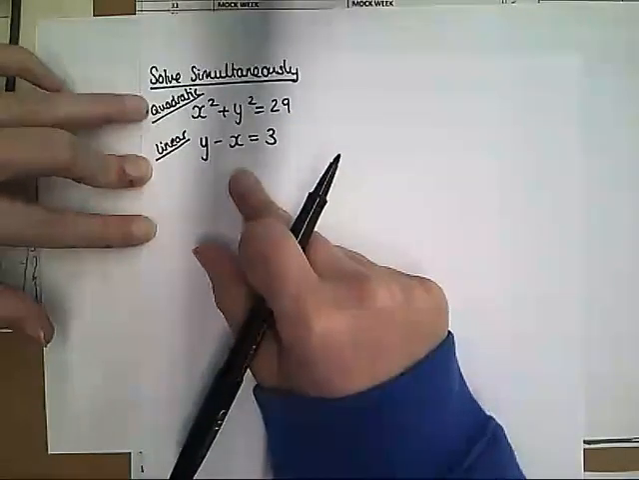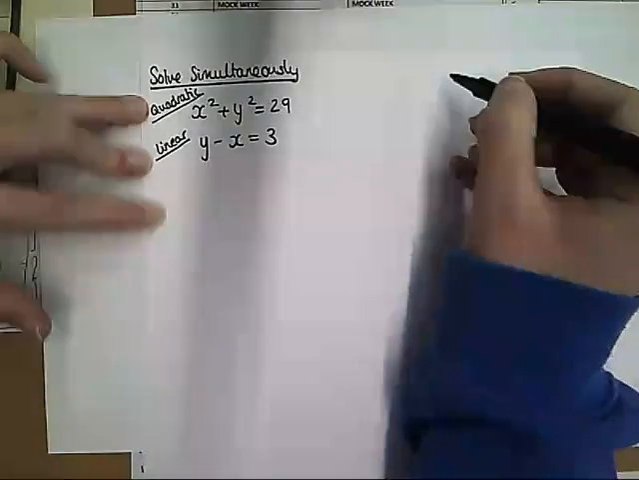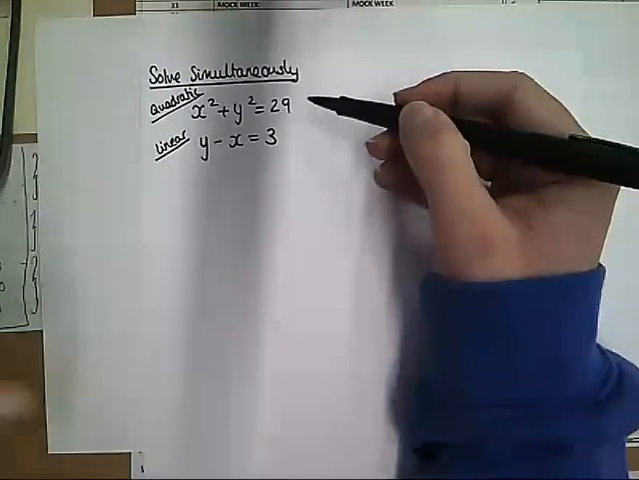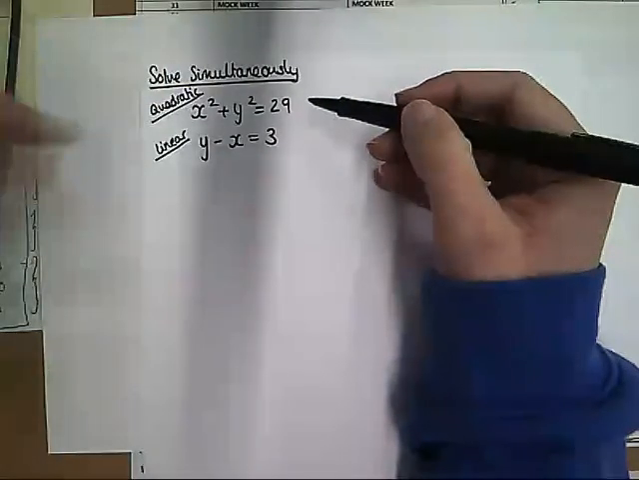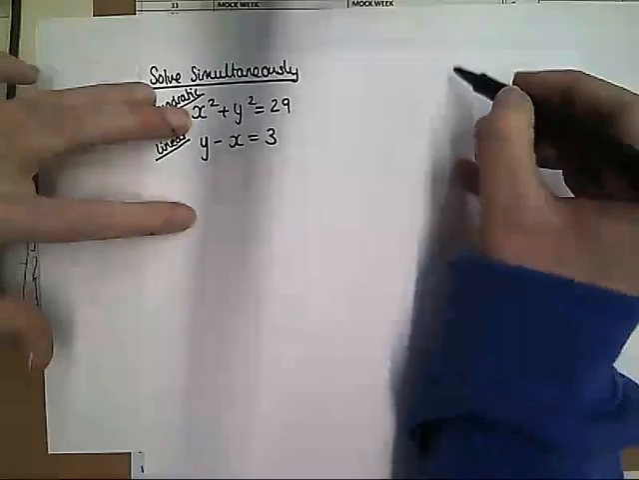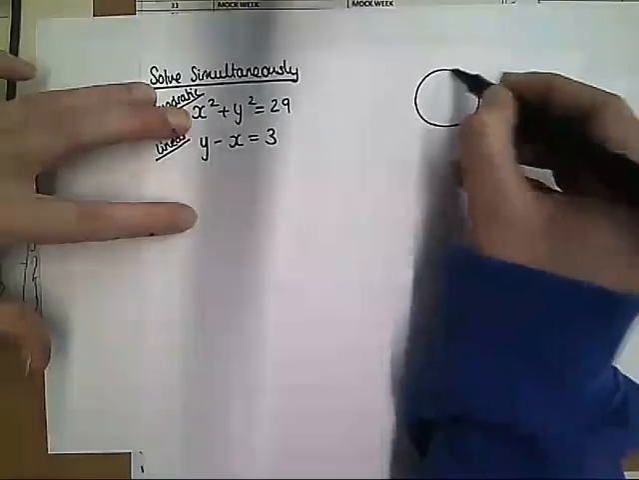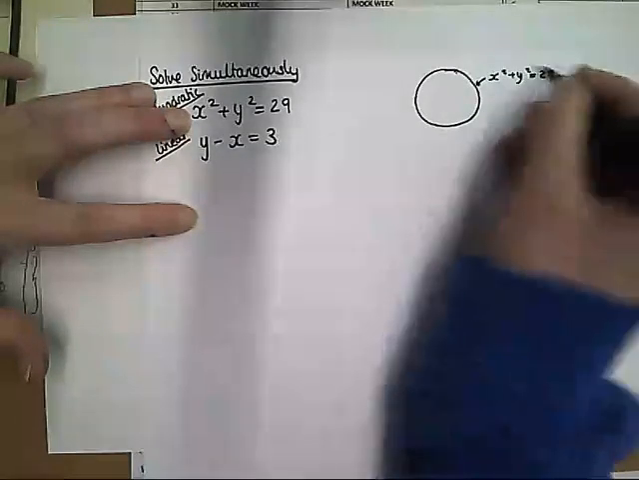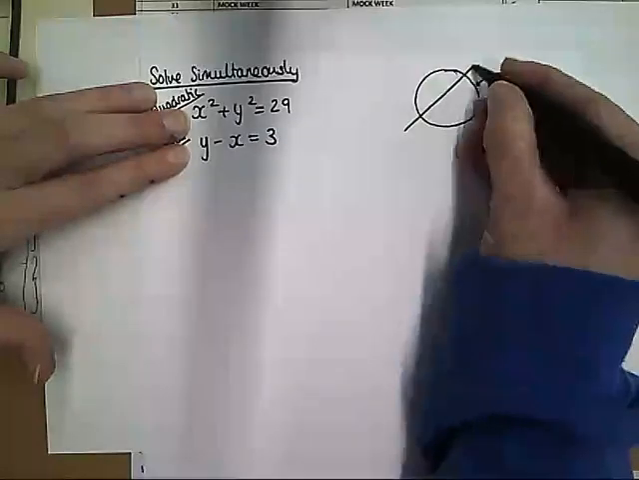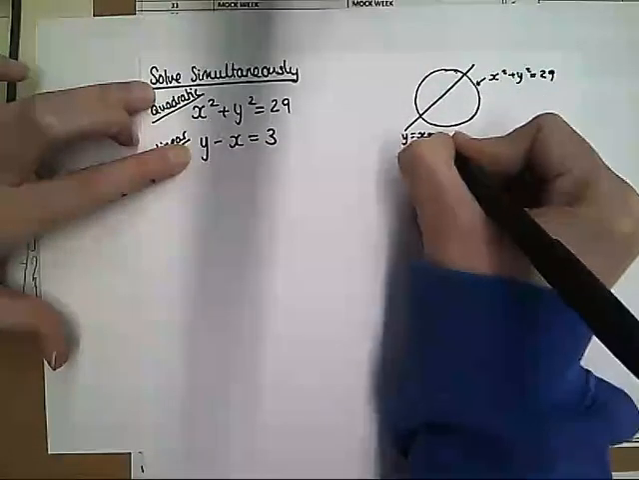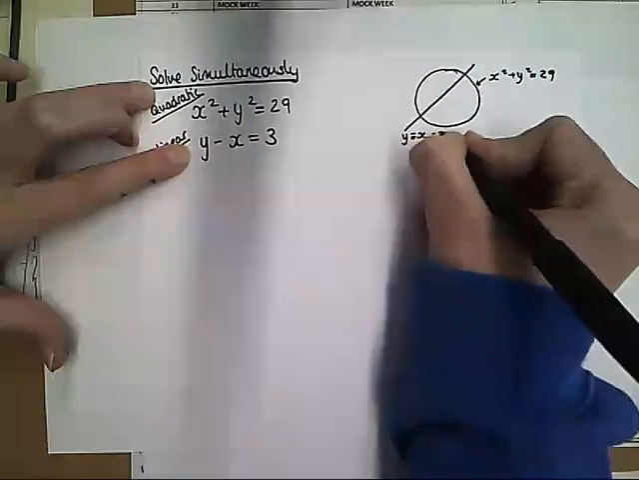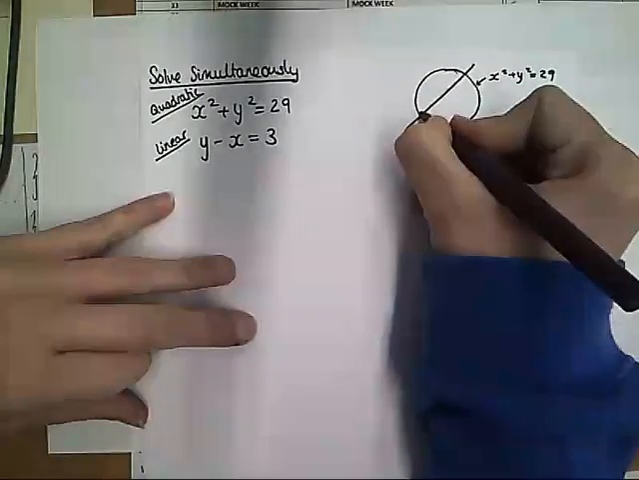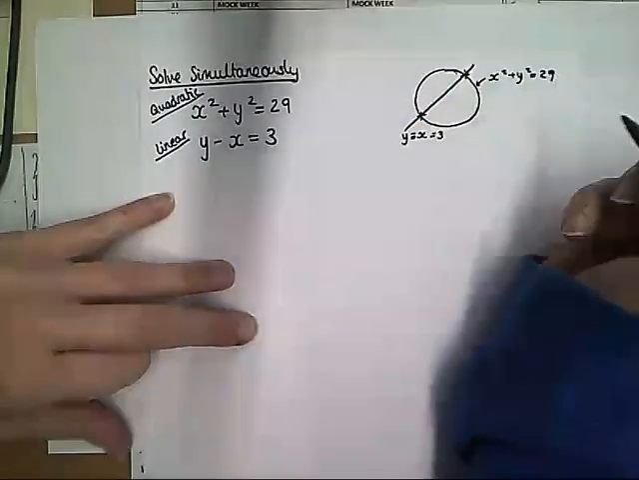Now, what we are doing when we are solving simultaneous equations is drawing the graphs. We're not actually going to do this, but this is what you're doing when you get to your answer. If we were going to draw this, x squared plus y squared equals 29 would be a circle. And this is a straight line because it's a linear graph, y minus x equals 3. What we're actually working out when solving simultaneous equations is the points where these two graphs cross.